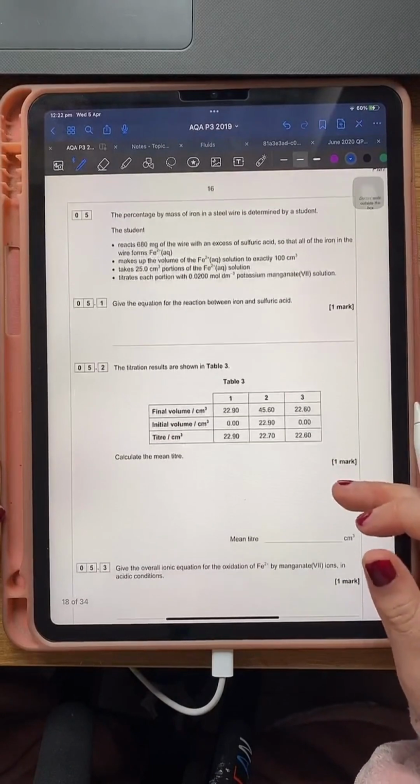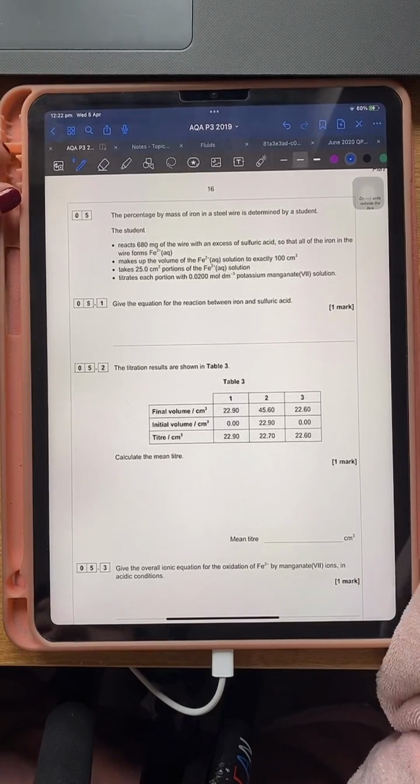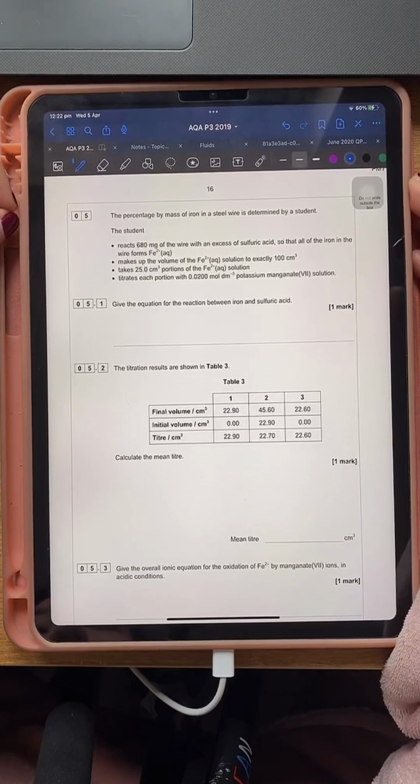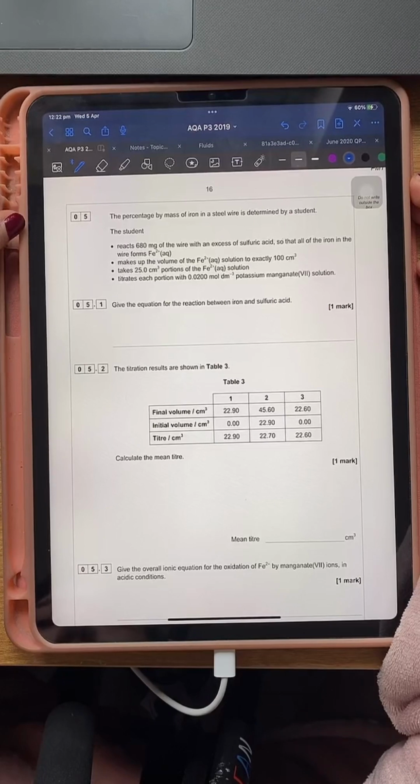Okay. So the percentage by mass of iron in a steel wire is determined by a student. The student reacts 680 milligrams of the wire with an excess of sulfuric acid, so that all of the iron in the wire forms Fe2+. Then after that, they make up the volume of Fe2+ solution to exactly 100 centimeters cube. They took 25 cm cube portions of the Fe2+, titrate each portion with 0.02 mole per dm cube potassium manganate. Give an equation for the reaction between iron and sulfuric acid.